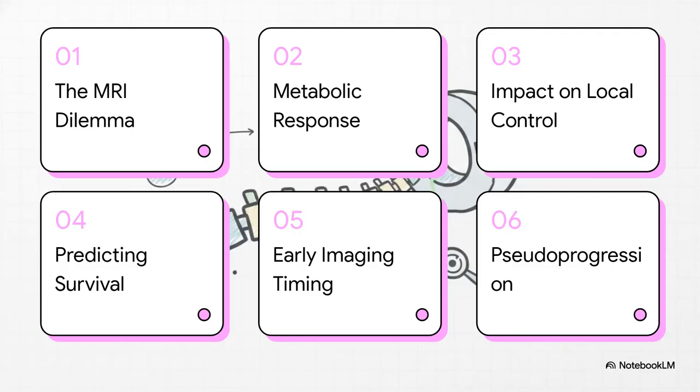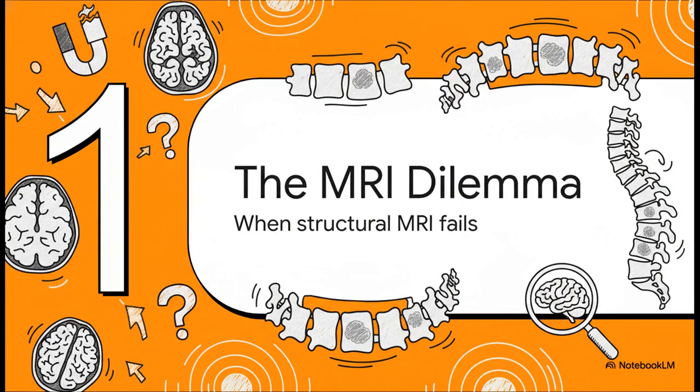All right, here's our clinical roadmap for today. We'll be covering 1. The MRI interpretation dilemma, 2. Evaluating nuclear metabolic response, 3. The impact on local control, 4. Predicting overall survival, 5. Early imaging and clinical timing, and finally, 6. Spotting pseudoprogression in practice.